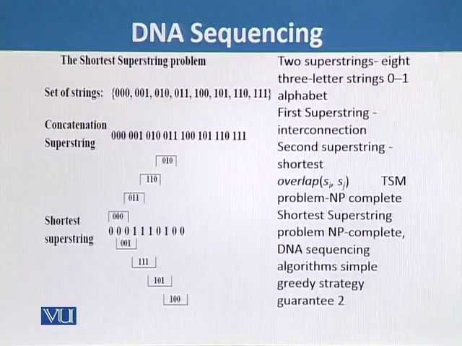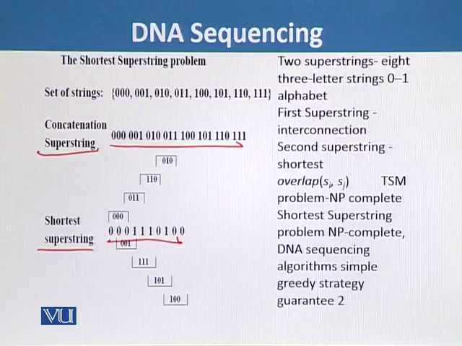The figure presents two superstrings. We can see here this is one superstring and this is the second superstring for the set of all 8 3-letter strings in the 0, 1 alphabet, because we can see there are only 0 and 1 in different arrangements in the formation of 3, and there are a total of 8 3-letter strings.